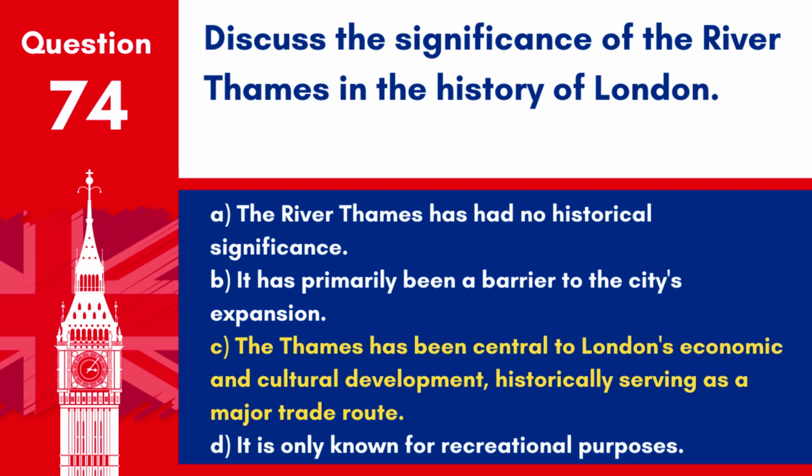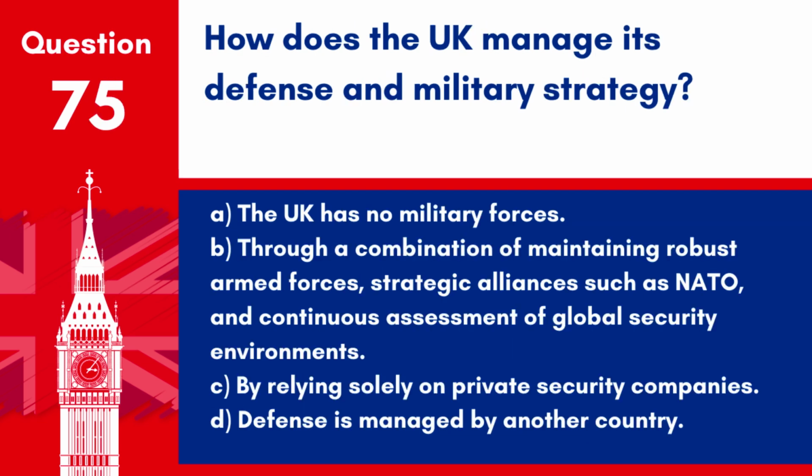Answer: C. The Thames has been central to London's economic and cultural development, historically serving as a major trade route. The River Thames has played a crucial role in shaping the history of London, supporting the city's growth and serving as a vital artery for commerce and transportation. Question 75. How does the UK manage its defence and military strategy?